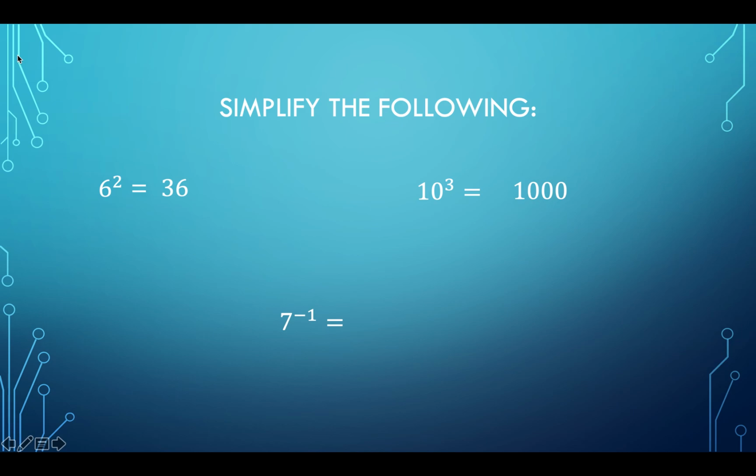And 7 to the negative 1. Remember when we covered exponents, we don't like negative exponents, so when we put it in the denominator, the exponent now becomes positive. So 7 to the negative 1 is equal to 1 over 7.